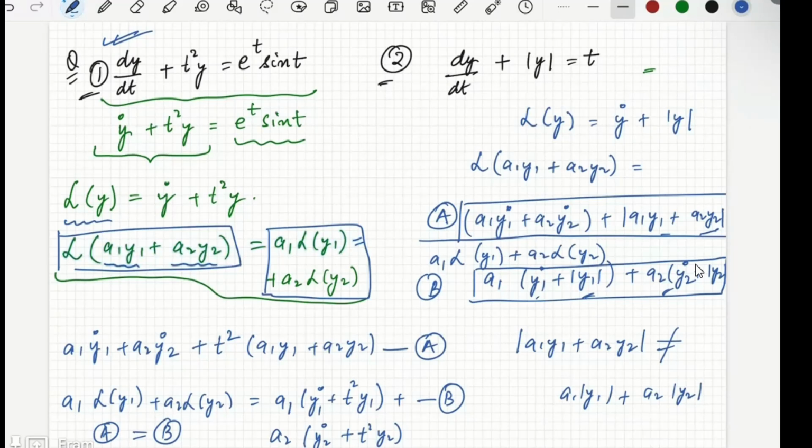Since this is not equal, we can conclude that this ODE is non-linear. Is it clear? Yes, ma'am. Okay. Now let's move on to the next problem.